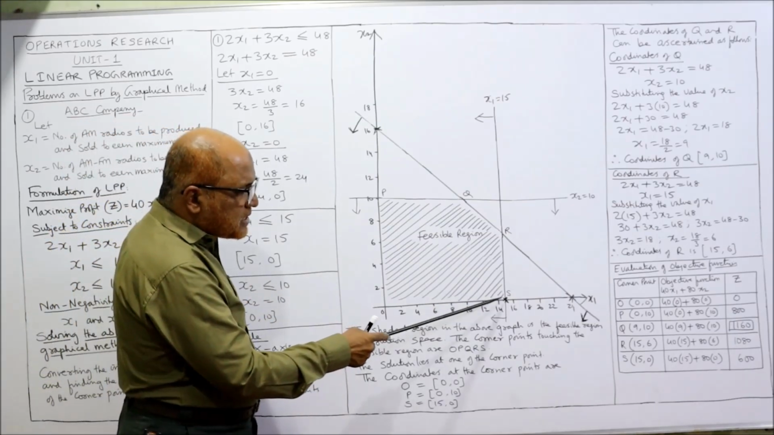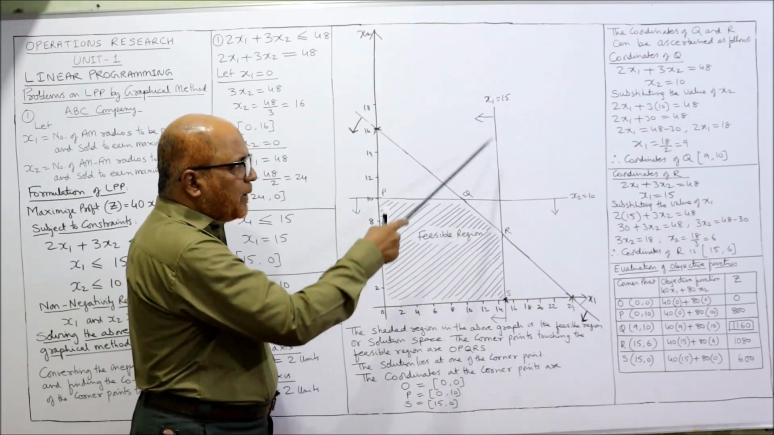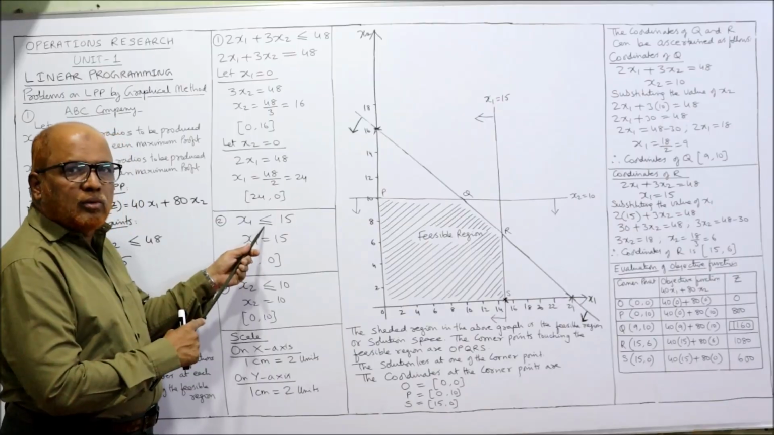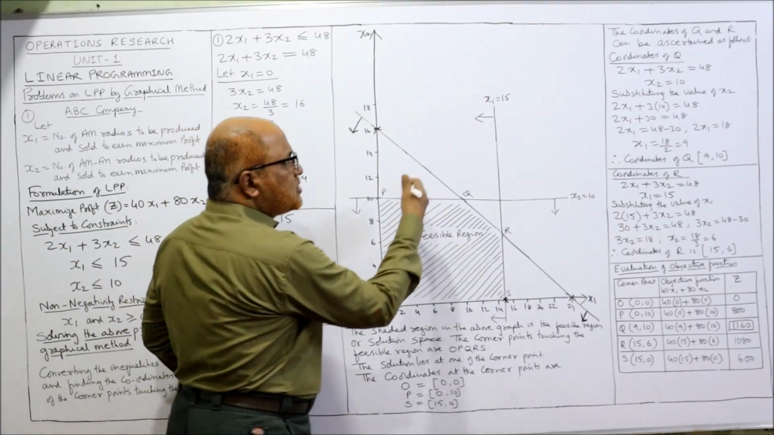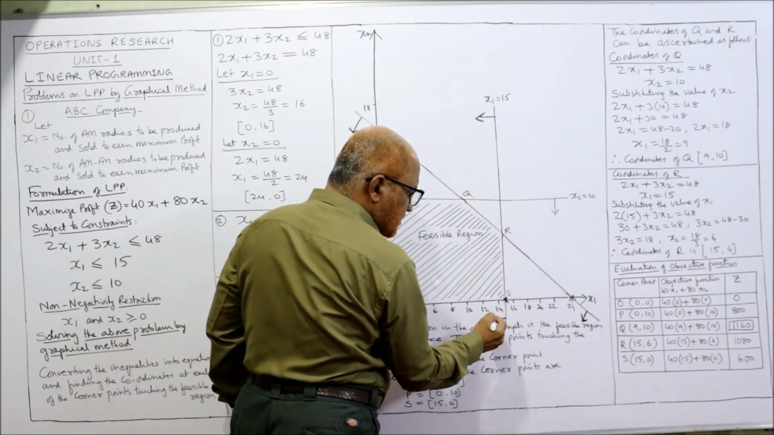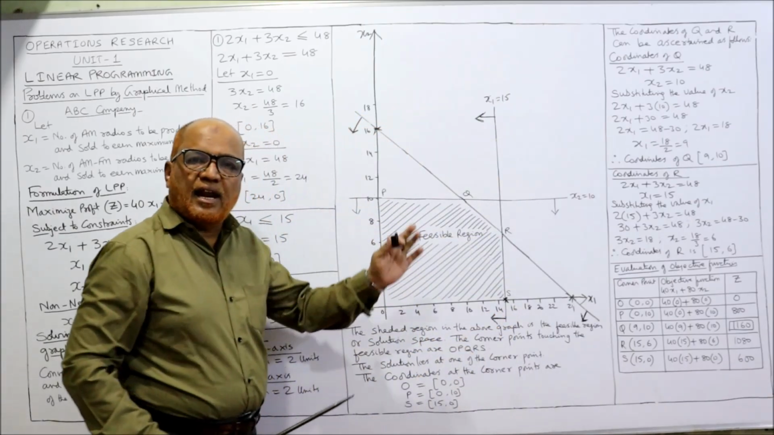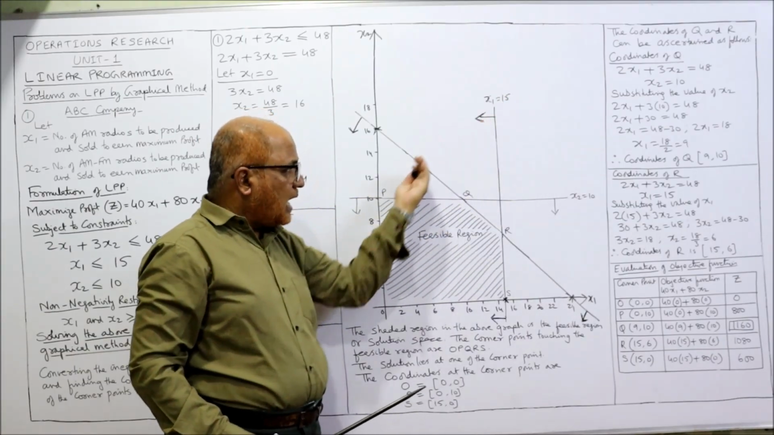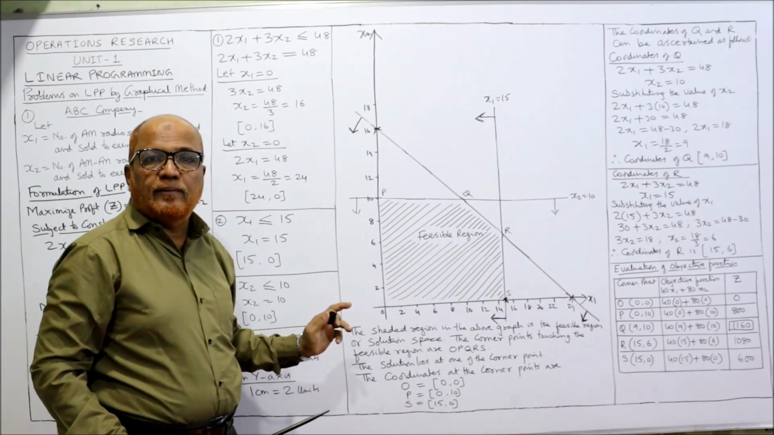Now draw a straight perpendicular line. So again, this is also less than equal to. Less than equal to means towards the origin. So draw the arrow mark towards the origin like this. If it is greater than, put the arrow on the right side. If it is less than, put the arrow on the left side towards the origin.